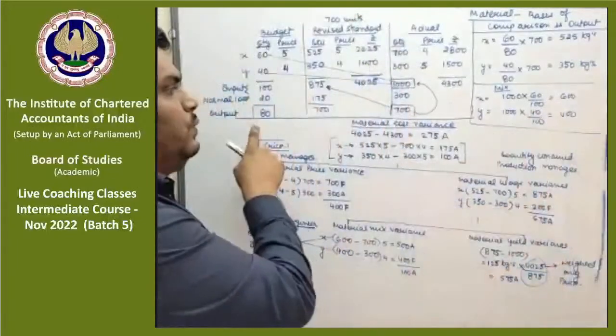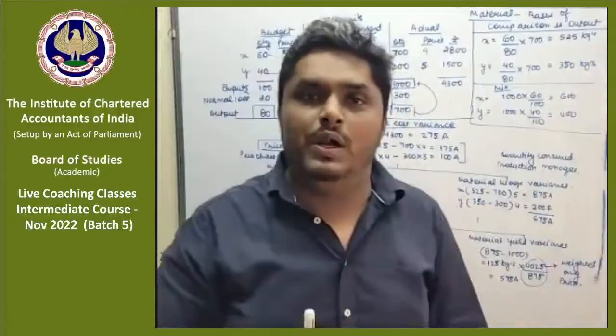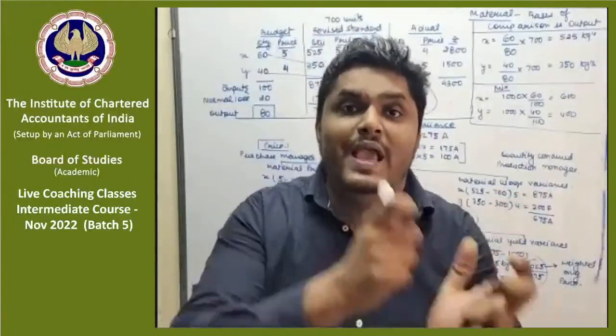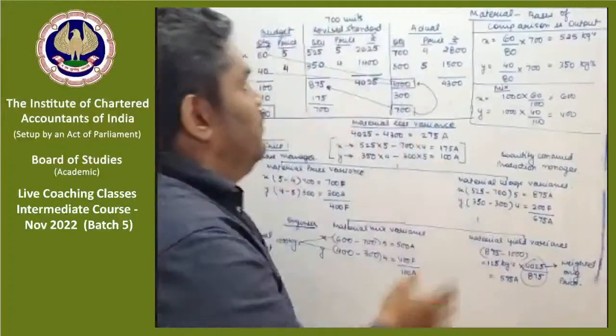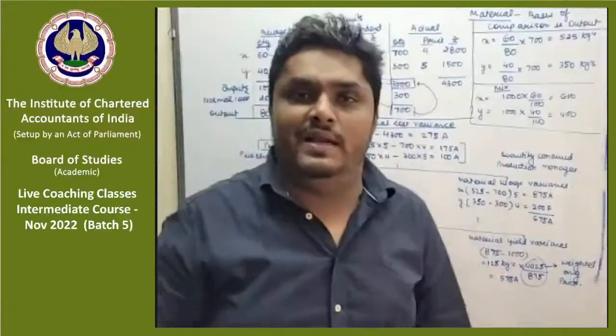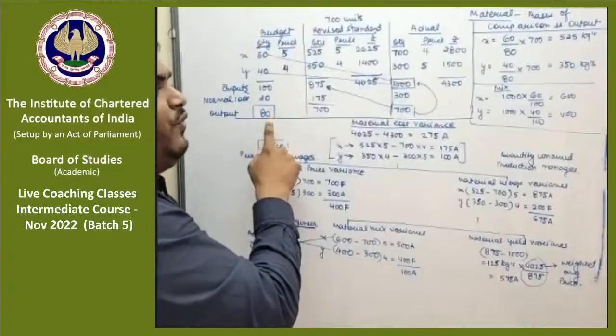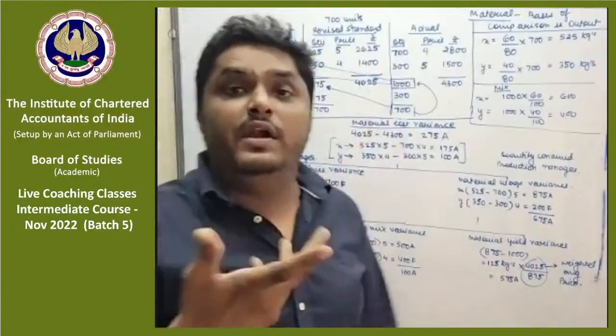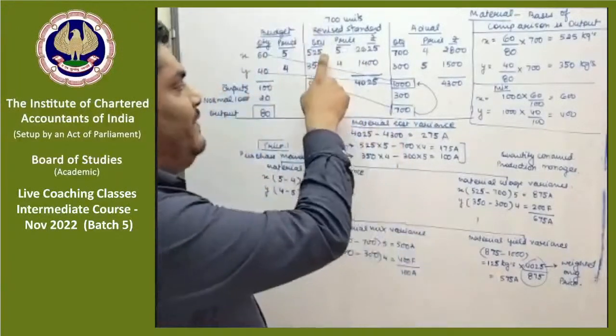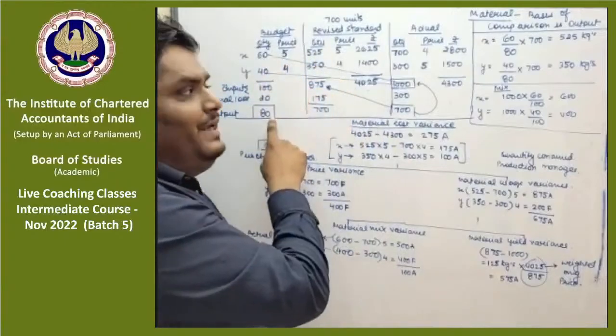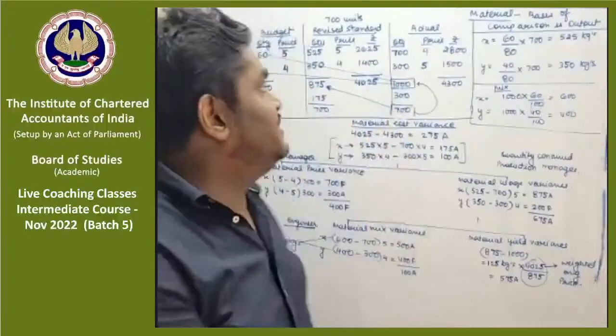Because the budgeted output is 80 units and the actual output is 700 units, we have to make them comparable. Very simple, by preparing a revised standard. How do we prepare it? Very simple. 60 input for 80 output. For 700 output, how much? 525. 40 input for 80 output. For 700 output, how much?